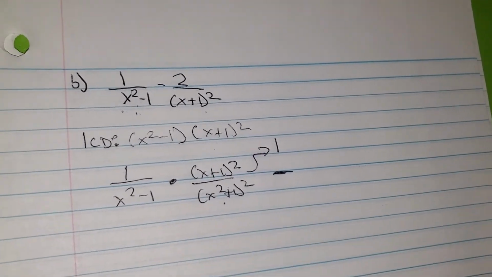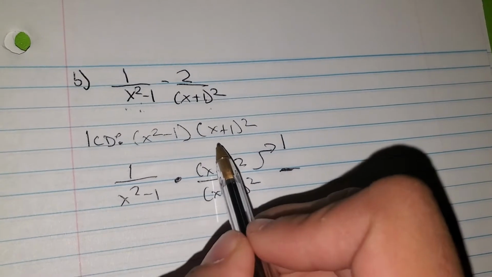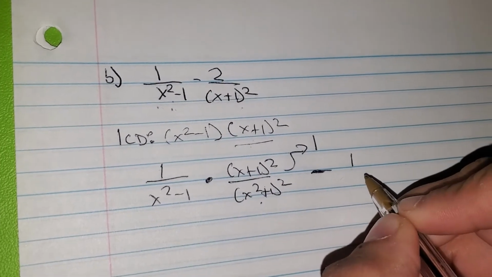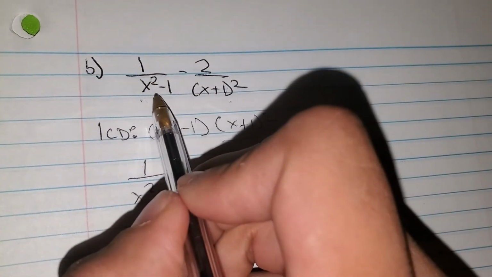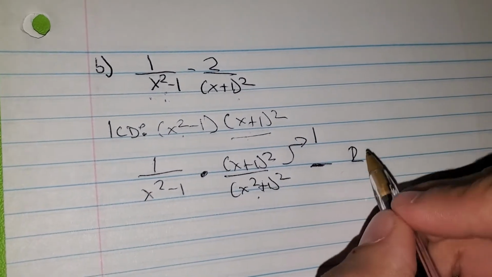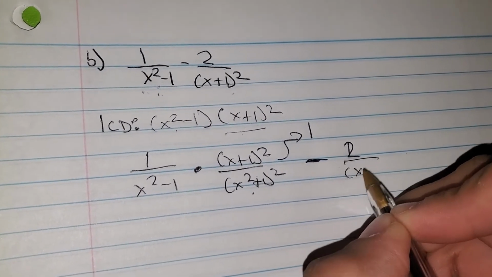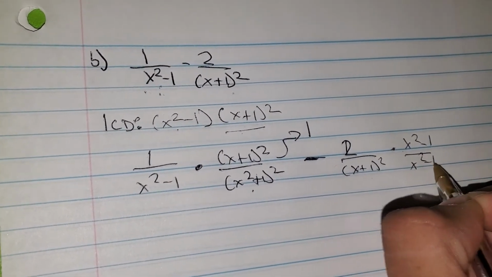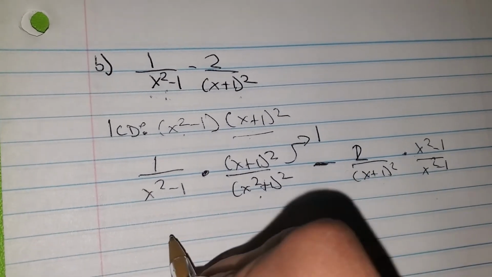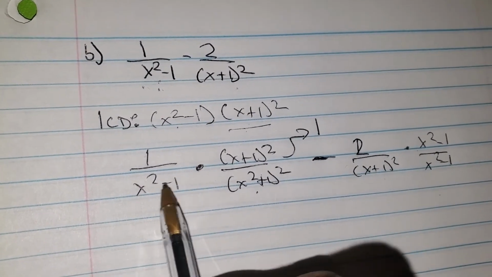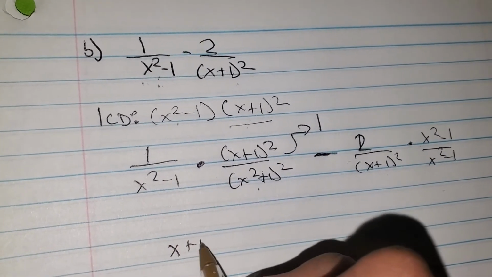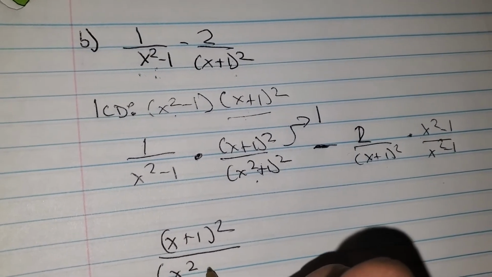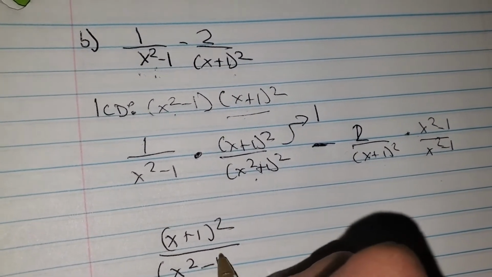So when we're subtracting, this one needed the quantity (x plus 1) squared, and this one needs the x squared minus 1, so it'll be 2 over (x plus 1) squared, and we're going to multiply by x squared minus 1. Then we just multiply the fraction like normal. It's best to leave the denominator alone. Don't expand it out. Trust me on that one. It saves time.